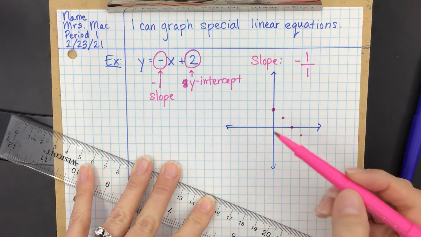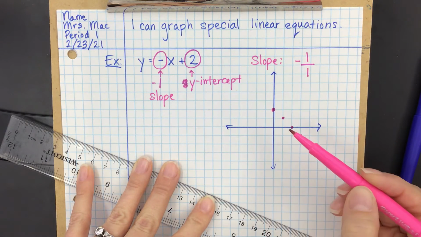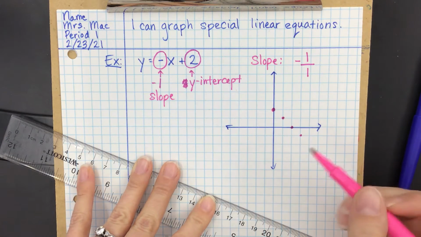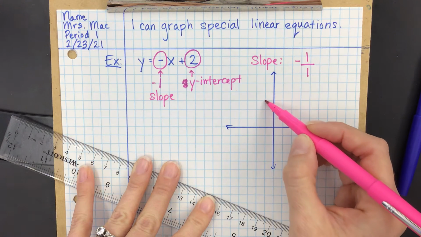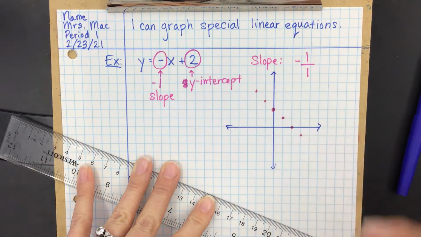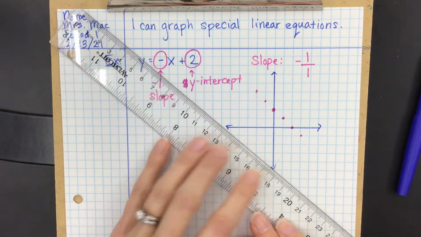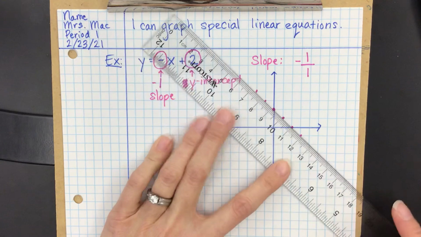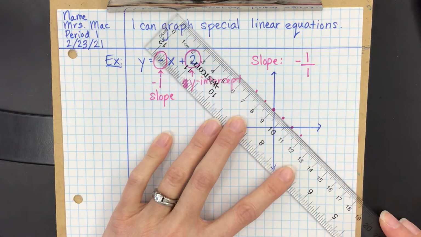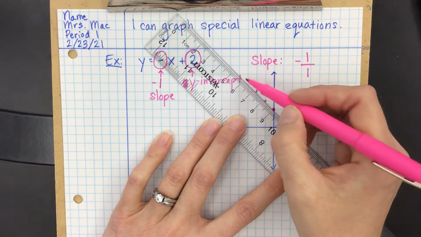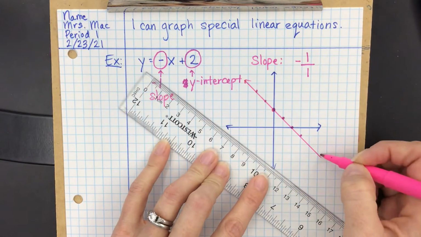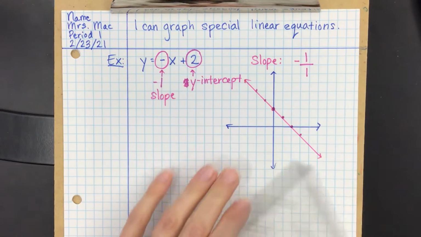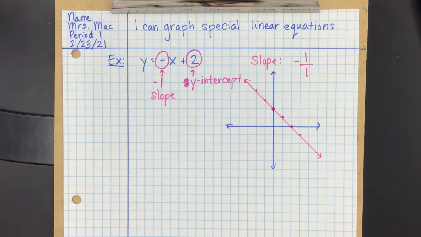Now sometimes you might run out of space on this side and you haven't really made enough points to connect them to make a line. But you can still follow that pattern the other way. We could go this way as well. And then you can connect it to make a nice straight line through those points. So that's one special type of line that you're going to see.